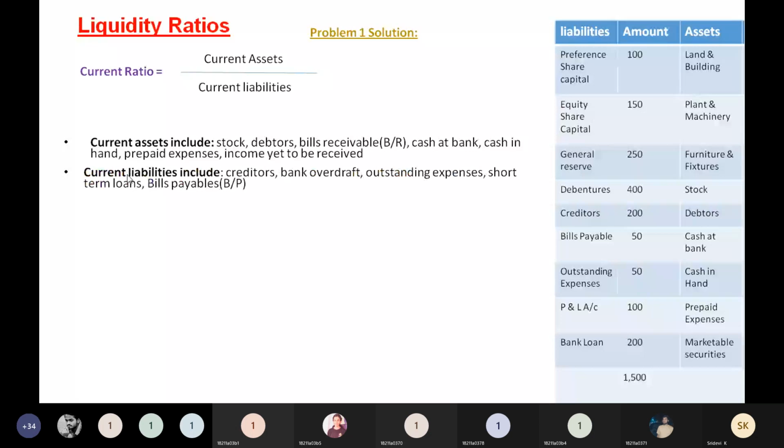So now you sum up the current assets here from the list. Stock is given, debtors is given, bills payable. How much it is given, that you show here. So here the amount is missing, no? You sum up all this.